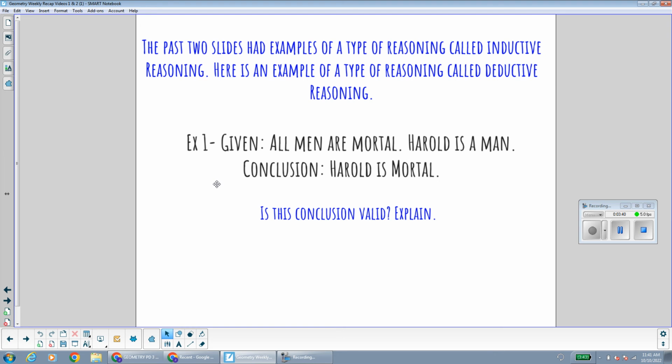All men are mortal. Harold is a man. Therefore, I can conclude that Harold is mortal. Is this conclusion valid? You might be thinking, yes, it is valid. If it's true that Harold is a man, and we know that all men are mortal, then it logically follows that Harold must also be mortal.